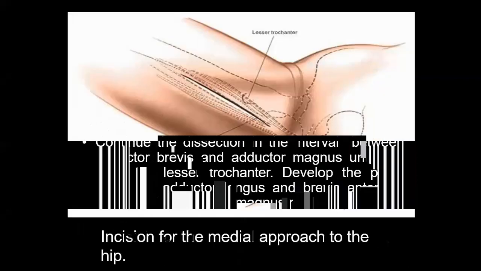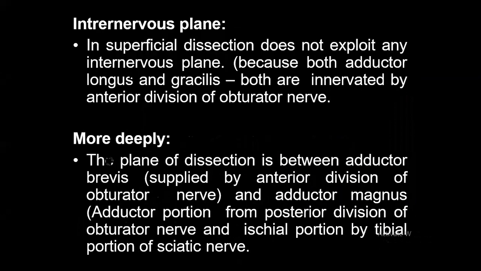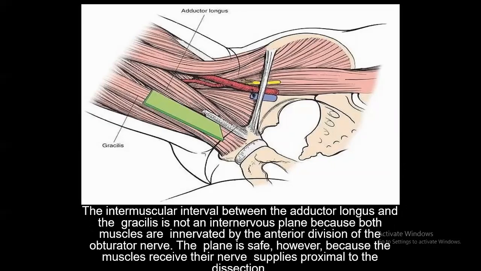This picture shows the incision of the medial approach. Internervous plane: the superficial dissection does not exploit any internervous plane because both adductor longus and gracilis are supplied by the same nerve, the anterior division of the obturator nerve. More deeply, the plane of dissection lies between the adductor brevis, supplied by the anterior division of the obturator nerve, and the adductor magnus, supplied by the adductor portion of the posterior division of the obturator nerve and the tibial portion of the sciatic nerve.